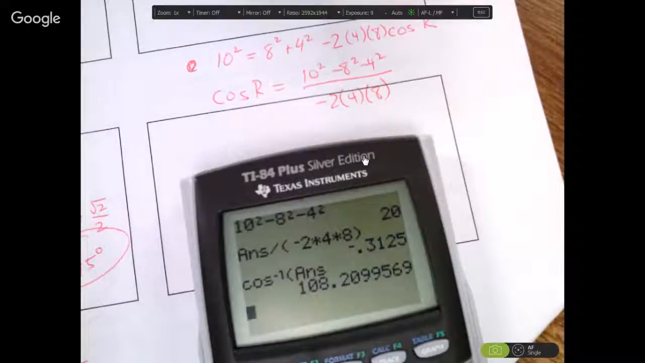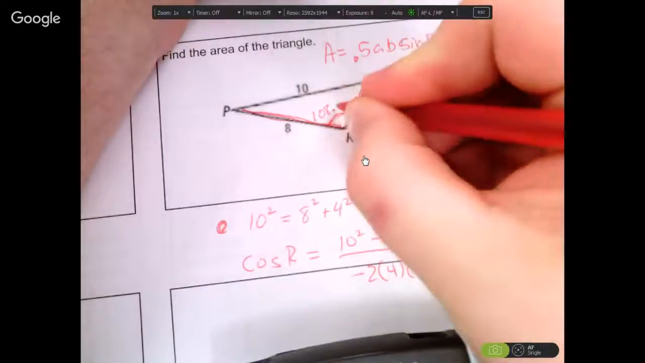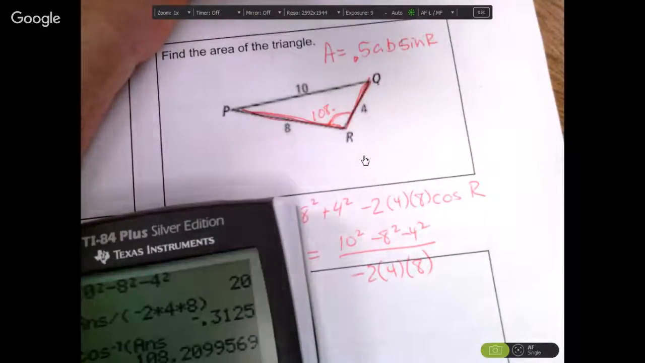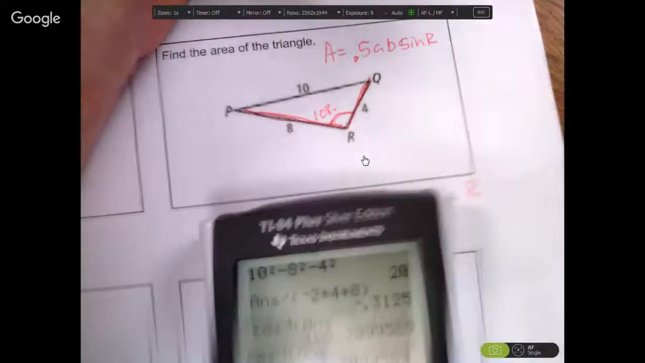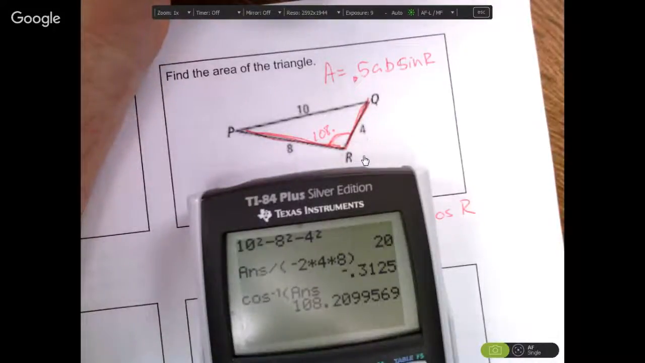It's 108. So my angle here is 108. Technically, I should use how many digits? All of them. If I know that this is my formula for area, I would love for you to type it in like this: 0.5 times 8 times 4 sine of answer. You have to put in the answer instead of saying like 108.2, because then your answer's off.